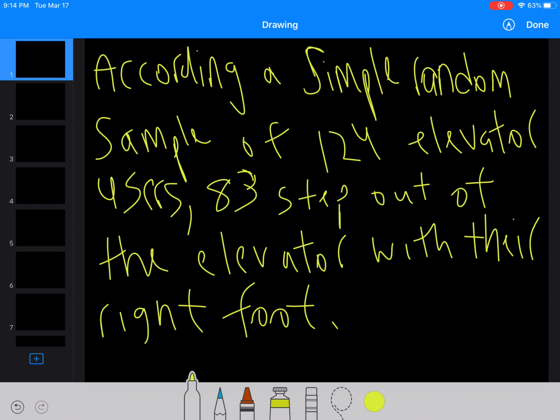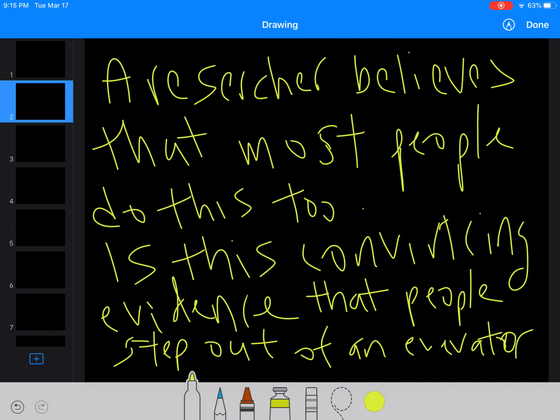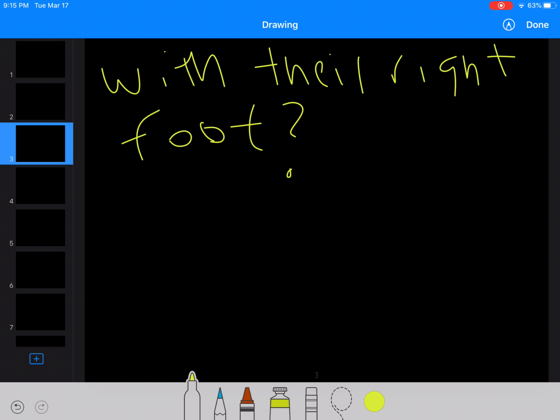According to a simple random sample of 124 elevator users, 83 step out of the elevator with their right foot. A researcher believes that most people do this too. Is this convincing evidence that people step out of an elevator with their right foot? Okay, so this is a clear claim. And what we need to do is find a z-score to either reject or fail to reject the null hypothesis.